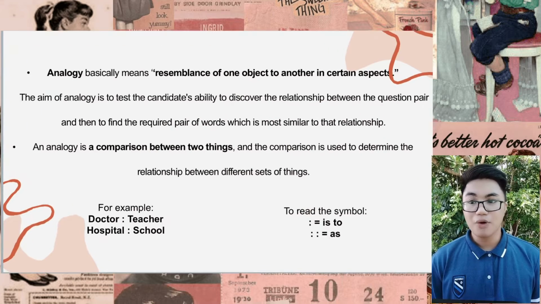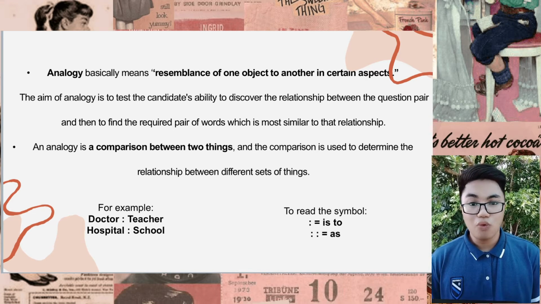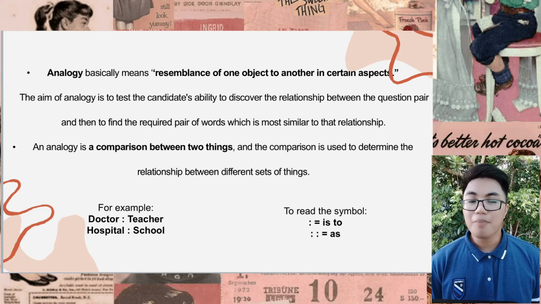An analogy is a comparison between two things, and the comparison is used to determine the relationship between different sets of things. So for our example, doctor and teacher, hospital and school. Note that there is a colon between two ideas. To read them, remember that one colon stands for "is to," while two colons is for "as." So back to our example, doctor is to teacher as hospital is to school.